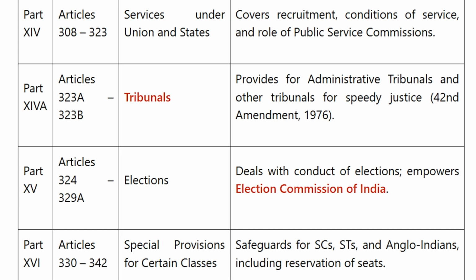Part 14, Articles 308 to 323. Services under Union and States. Covers recruitment, conditions of service, and role of public service commissions. Part XIVA, Articles 323A, 323B. Tribunals. Provides for administrative tribunals and other tribunals for speedy justice, 42nd Amendment, 1976.